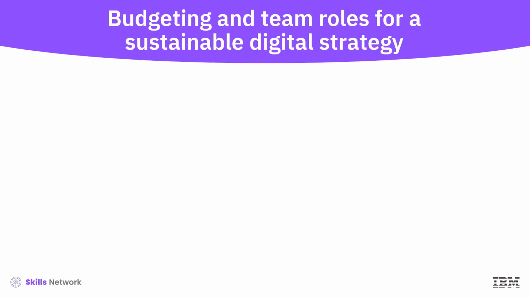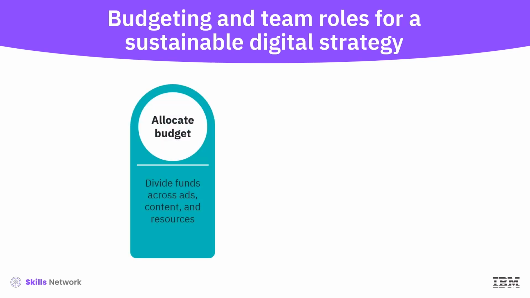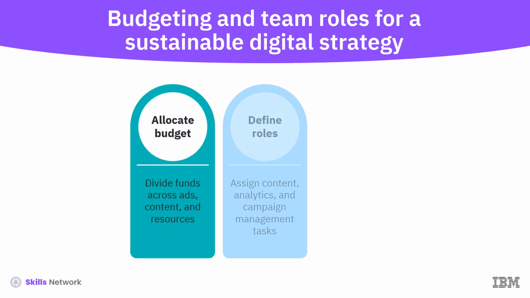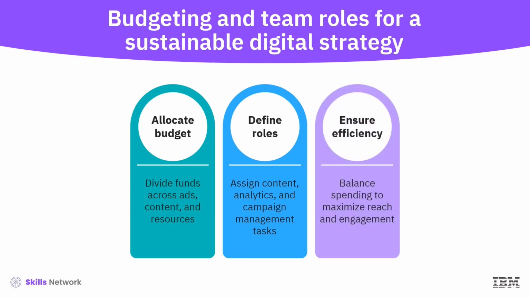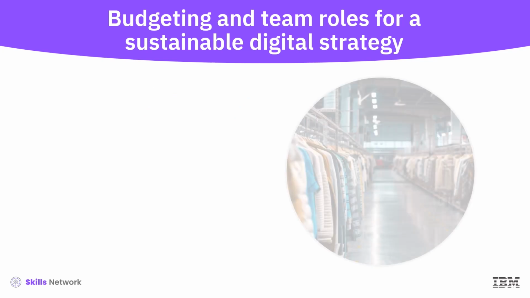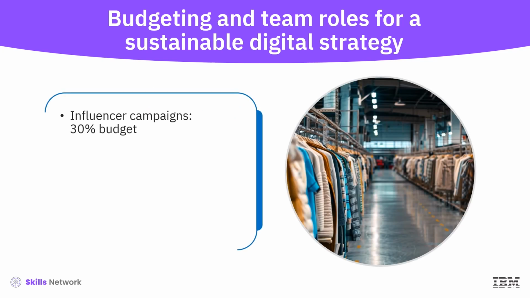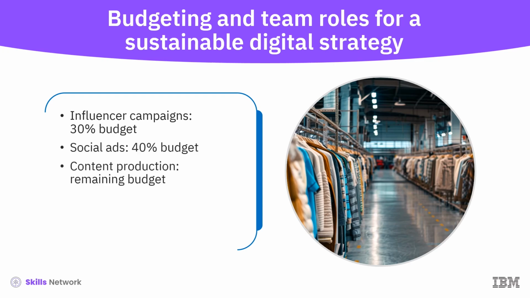Budgeting ensures your strategy remains financially sustainable. Planning your budget involves allocating funds for paid ads, content creation, and other resources. Defining roles within your team is equally important. Deciding who manages content, analytics, and campaign execution ensures smooth operations. For example, a fashion retailer allocates 30% of its budget to influencer campaigns, 40% to social media ads, and the remaining portion to content production, maximizing reach and engagement across different channels.